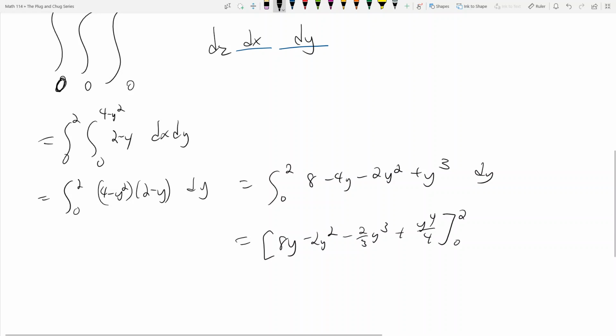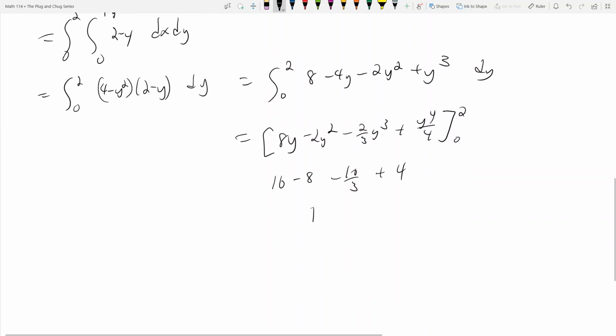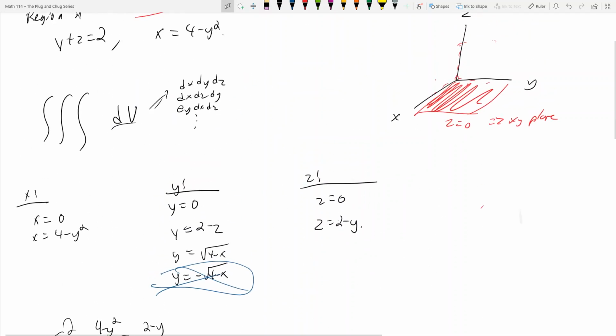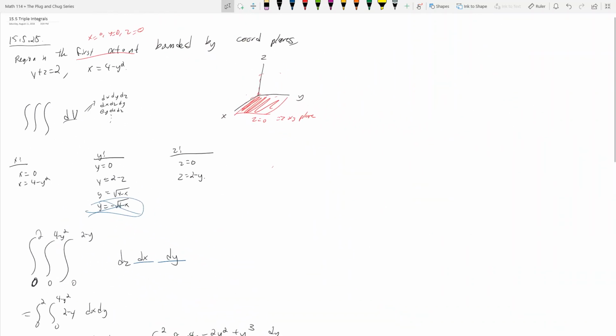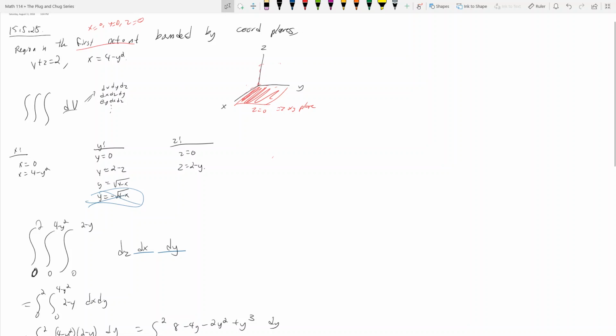And then if you plug that in, what is that? 16 minus 8. That's 8, 16 minus 16 thirds. And then 16 plus 4. And so you get 12 minus 16 thirds, which is equal to 20 over 3. And so that should be the volume of this region defined by the problem in 15.5.25.